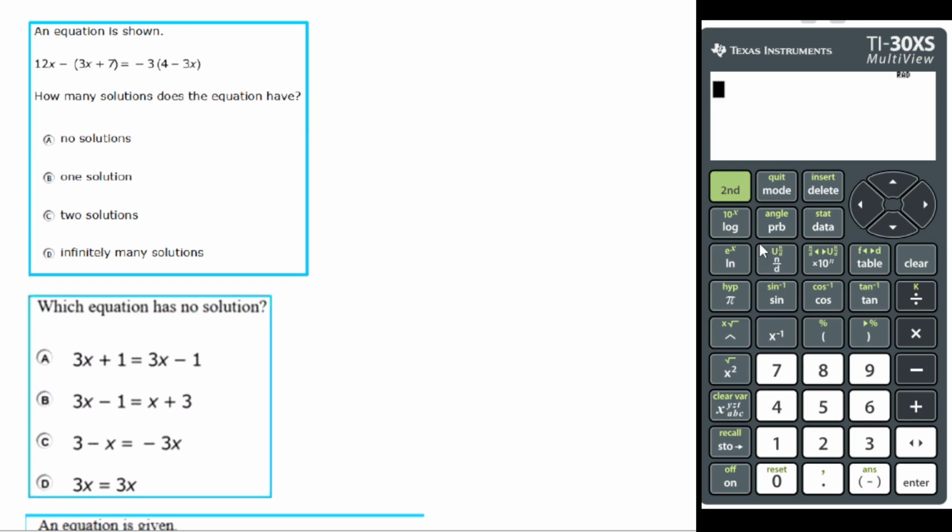An equation is shown: 12x minus (3x plus 7) equals negative 3 times (4 minus 3x). So I'm going to rewrite it over here so I have room to work with. 12x minus (3x plus 7) equals negative 3 times (4 minus 3x). All right.